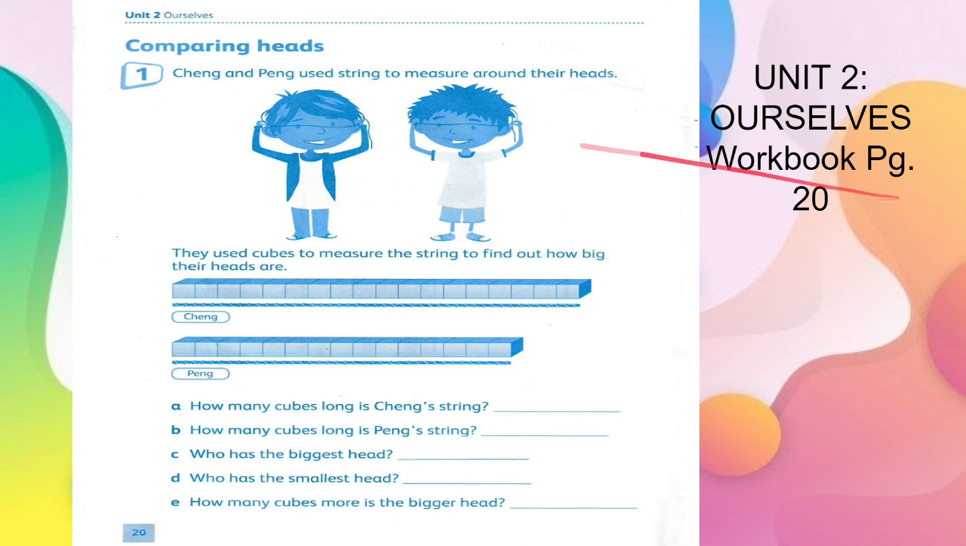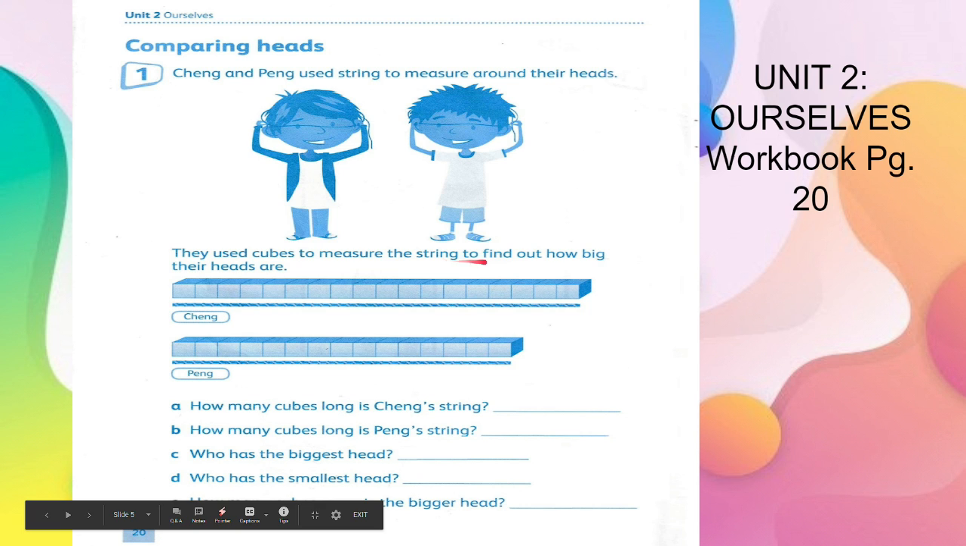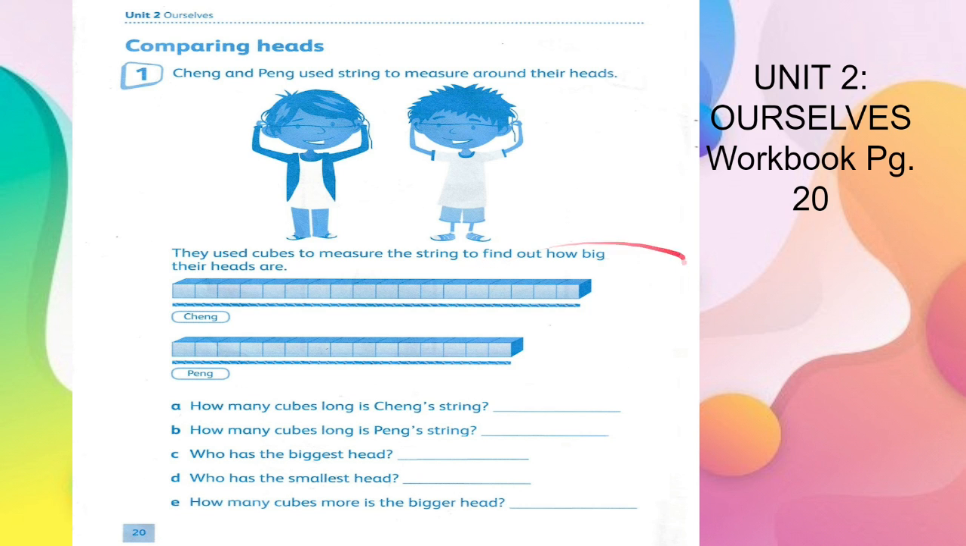Workbook page 20, Comparing Heads. Number 1. Cheng and Peng use string to measure around their heads. You can see this string. They will measure their heads. They use cubes to measure the string to find out how big their heads are. This one is for Cheng and this is for Peng. Now let's answer the question.